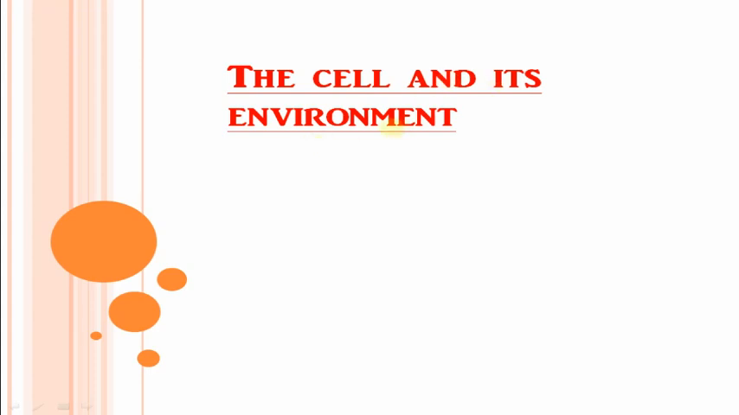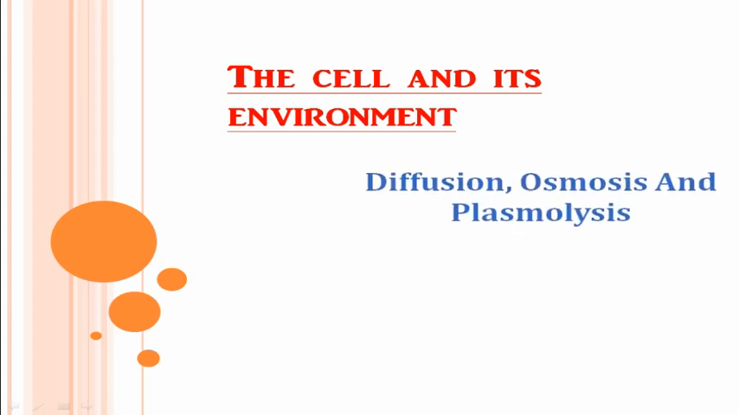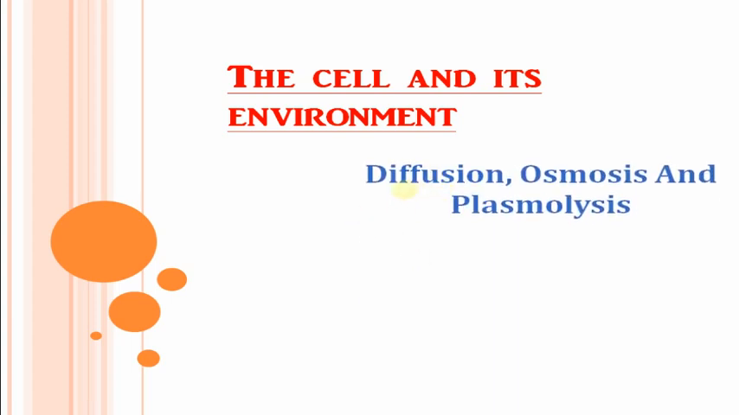What we will be studying in this topic? There are three subparts. First, we will see what is diffusion, next what is osmosis, and then what is plasmolysis. That means that in the topic called the cell and its environment, we will be seeing some basic things about diffusion, osmosis, and plasmolysis. Excited? Yes, let's go.